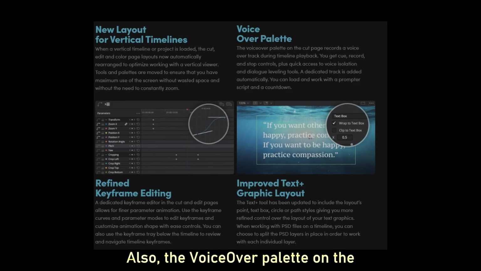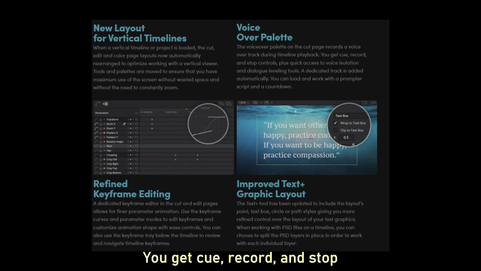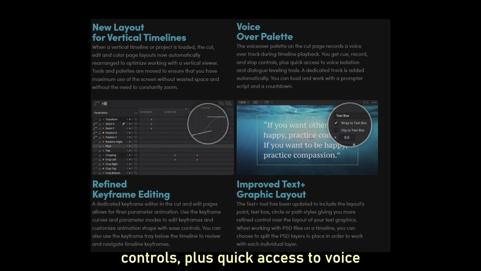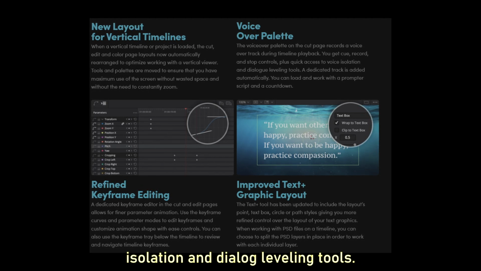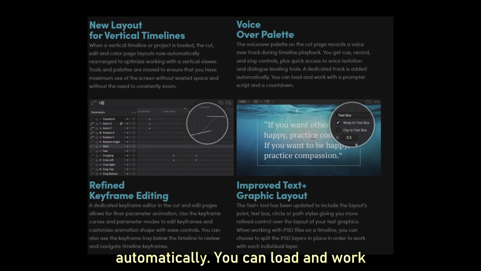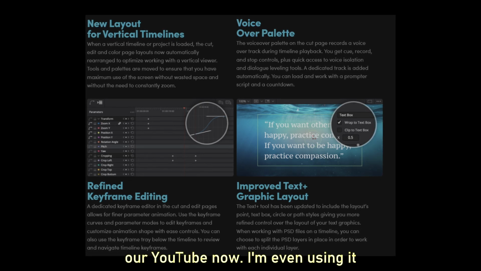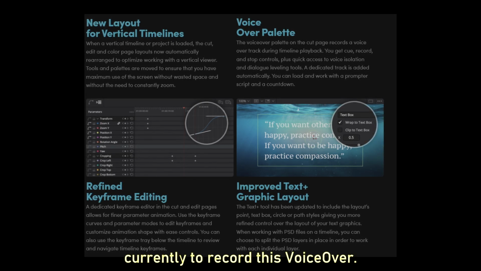Also, the voiceover palette on the cut page can now record a voiceover track during timeline playback. You get cue, record, and stop controls, plus quick access to voice isolation and dialogue leveling tools. A dedicated track is added automatically. You can load and work with a prompter script and a countdown. This is one we use personally for our YouTube now. I'm even using it currently to record this voiceover.